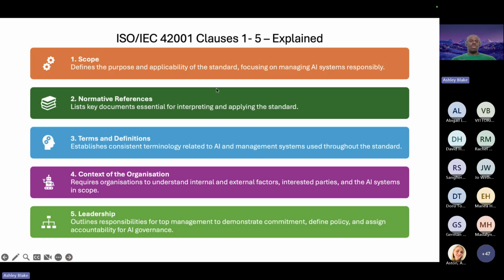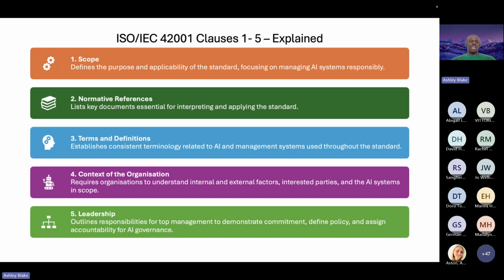So I'm just going to break down what the 10 clauses are. So clause 1 is your scope. So this defines the purpose and the applicability of the standard, focusing on managing AI systems responsibility. In clause 2 it's a list of key documents essential for implementing, interpreting, and applying the standard. And then 3 is the terms and the terminology of using the AI management system, so you're using it correctly and understand all the terms and conditions that are followed.